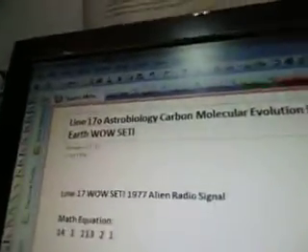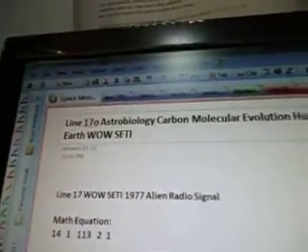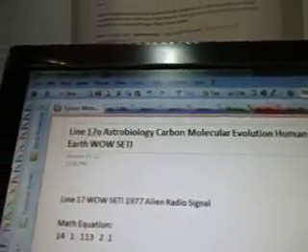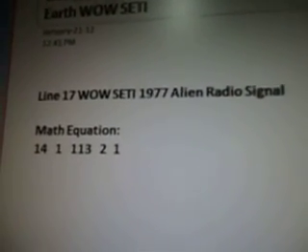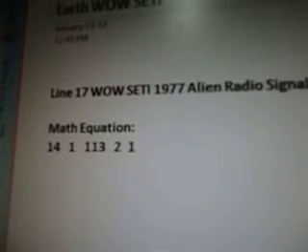Okay, so we got line 17o, Astrobiology, Carbon Molecular Evolution, Human DNA, Earth, Wow SETI, Part 93. This is based on line 17 of the alien radio signal from 1977. The math equation is 14, 1, 1, 13, 2, and 1. If you're wondering what that means, you have to go to the earlier videos. It shows the actual Wow SETI signal, okay?